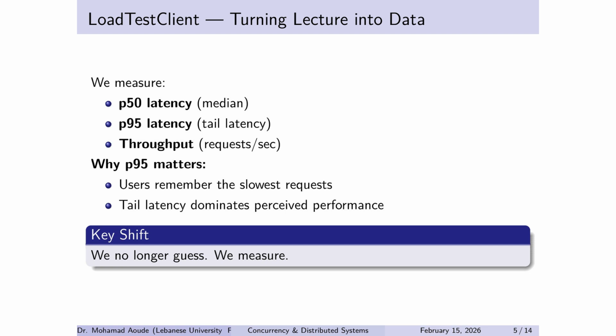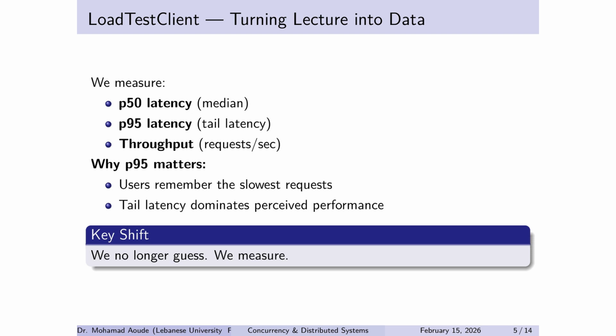This slide is philosophical. We measure P50, the median latency. That tells us what the typical user experiences. We measure P95, the tail latency. That tells us what the unlucky users experience. And we measure throughput, how many requests per second we can handle. Why does P95 matter so much? Because users don't remember averages. They remember the slowest interactions. If 1 out of 20 requests is painfully slow, that's the experience they associate with your system.